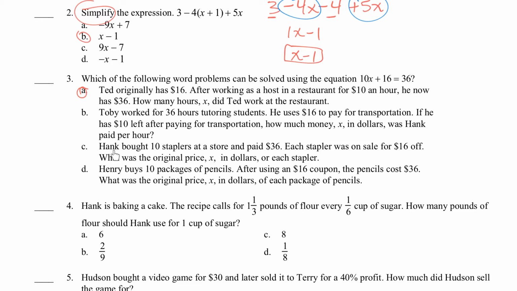That wouldn't work. Hank bought 10 staplers at a store and paid $36. Okay, so he paid $36 and 10 staplers. Okay. Stapler was on sale for 16 bucks off. Well, that would be minus 16 right there. So that doesn't work at all. Henry buys 10 packages of pencils after using a $16 coupon. Well, again, that would take off $16. So that's not going to work either. Okay, there you go.